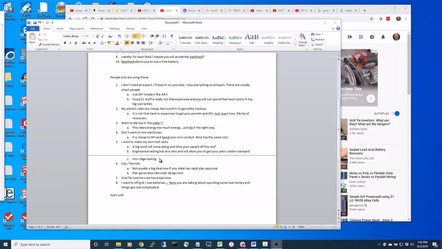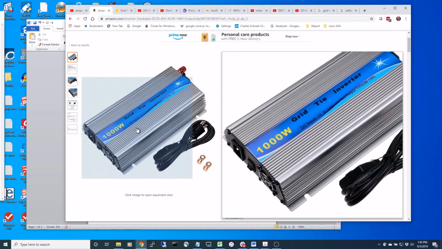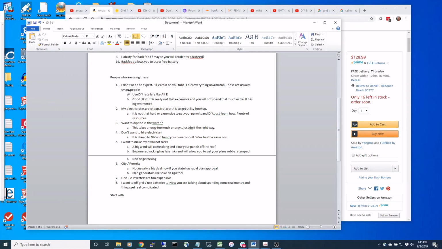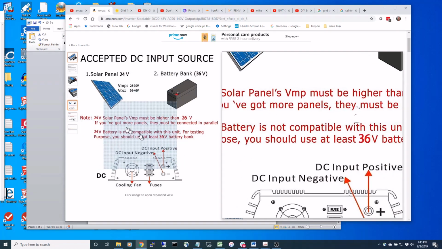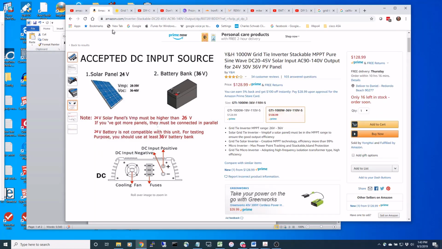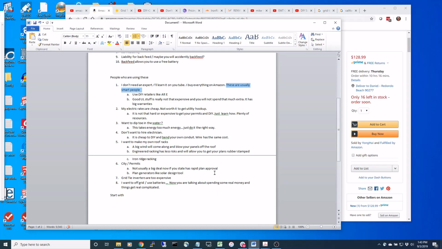So I'm going to discuss some counters to the people who are using these low-cost inverters. These are usually smart people, and they usually buy everything on Amazon, because they can get it cheaper. The problem is that the time horizon for the system you want to put on your roof is actually pretty long.